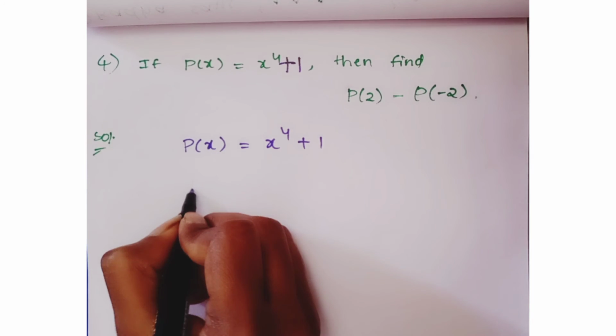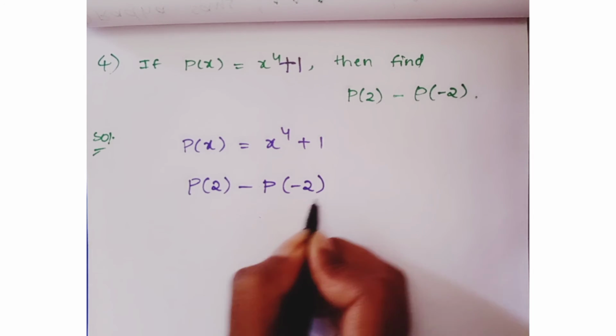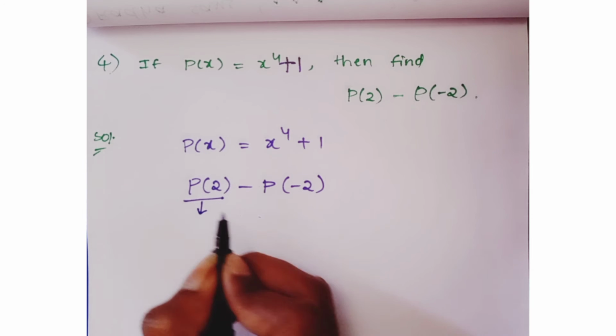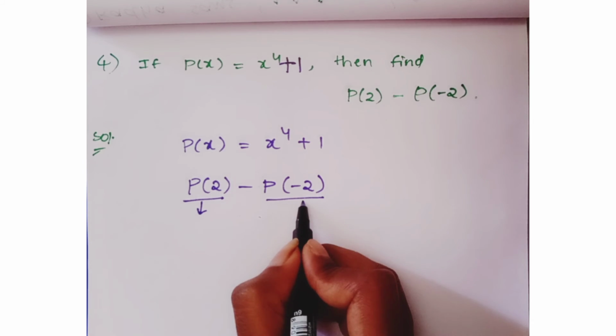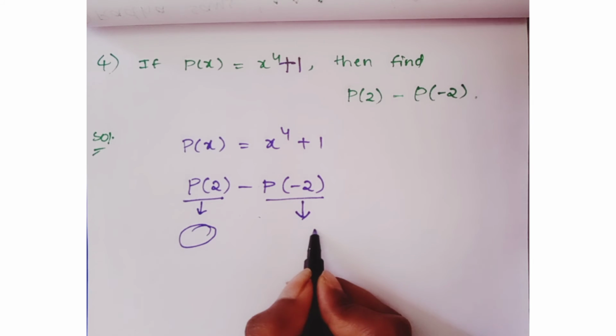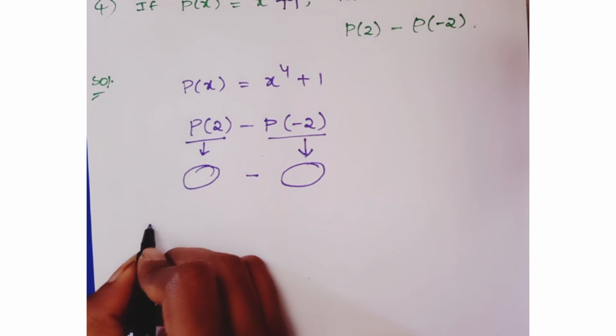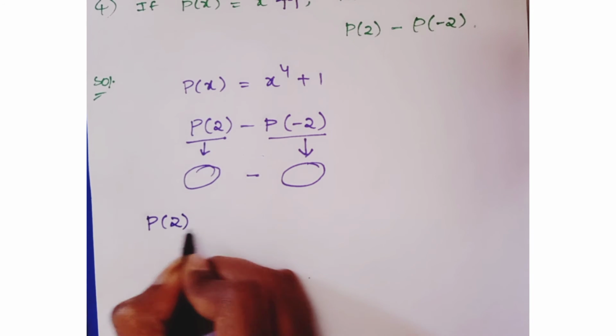Now, in order to find P of 2 minus P of minus 2, first you need to find what is P of 2. Then next you need to find what is P of minus 2. Then you subtract whatever you got for P of 2 and whatever you got for P of minus 2. So for this, first substitute P of 2.